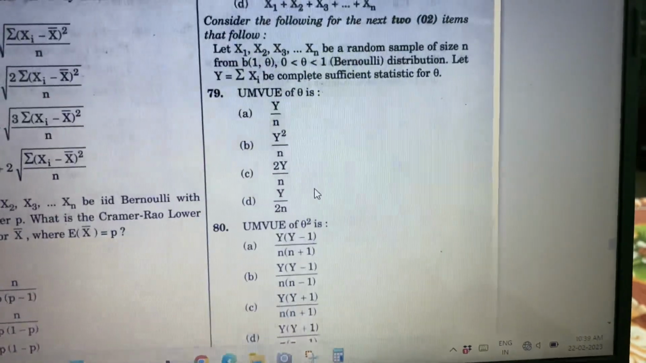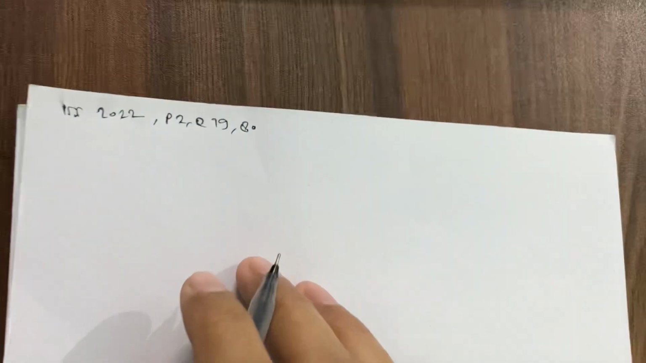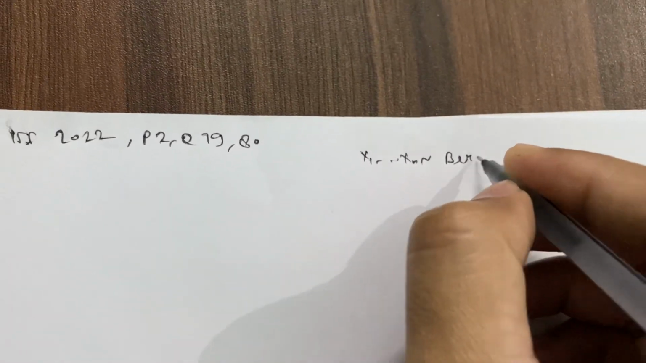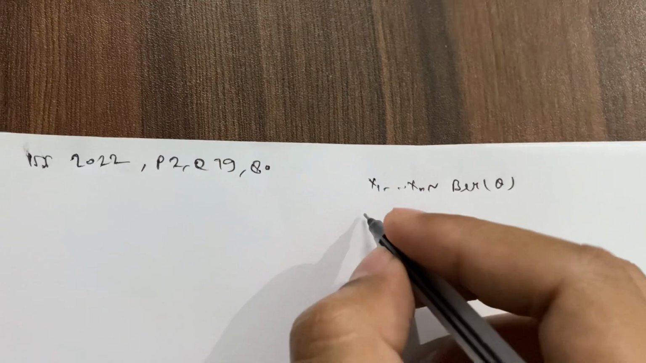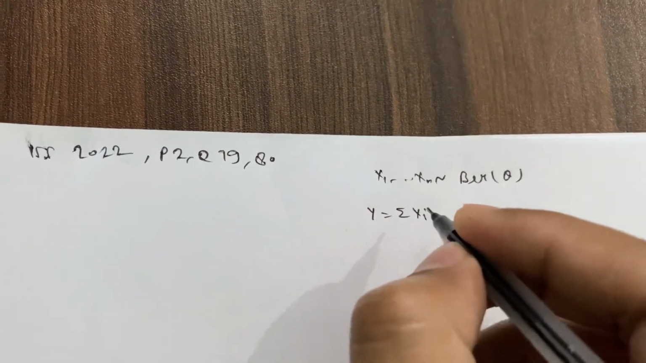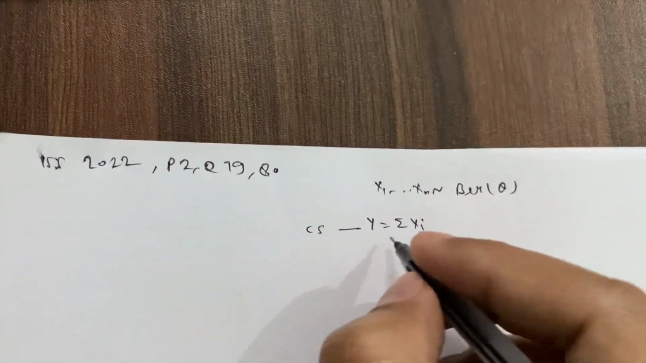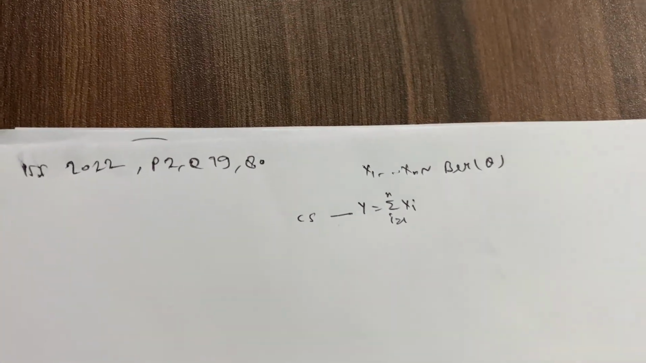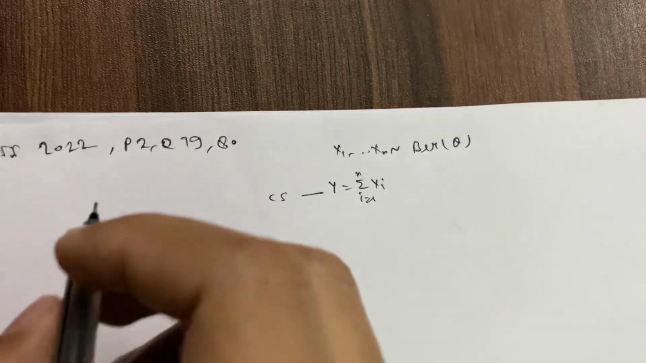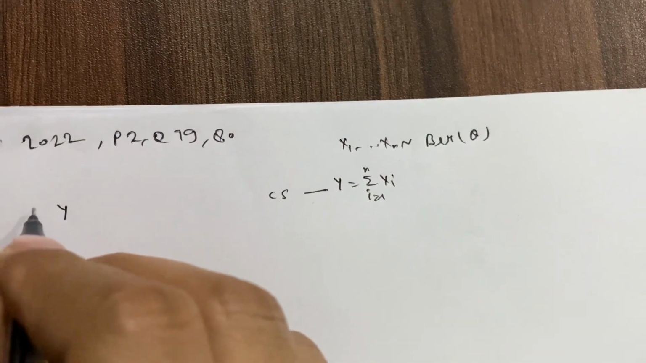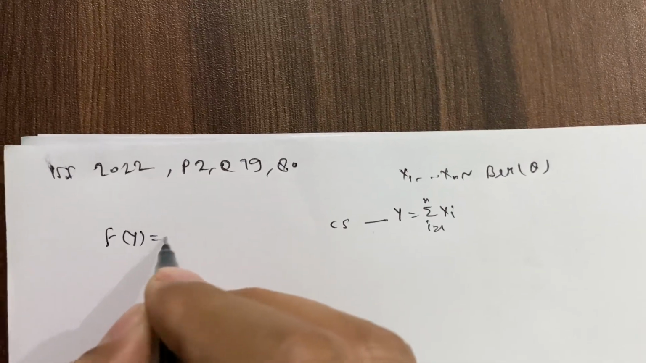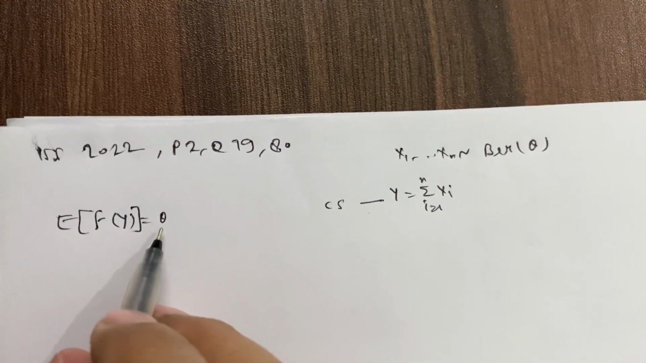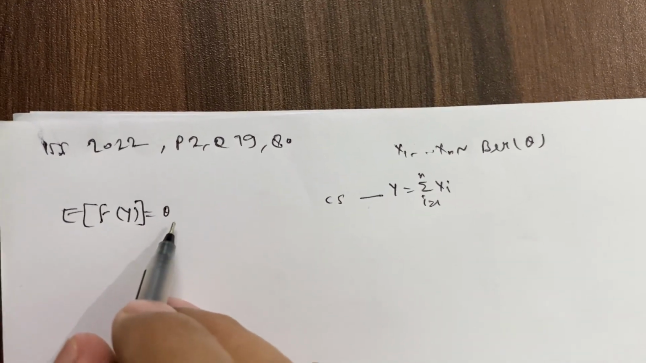Okay, so we have been given the following information. X1 to Xn is following Bernoulli distribution with parameter theta, and Y equal to summation Xi is given to be a complete sufficient statistic for theta. So we need to find the UMVUE for theta. What is the UMVUE? Basically, a function of the sufficient statistic which is unbiased. So we need to find a function of Y which gives expectation equal to theta.